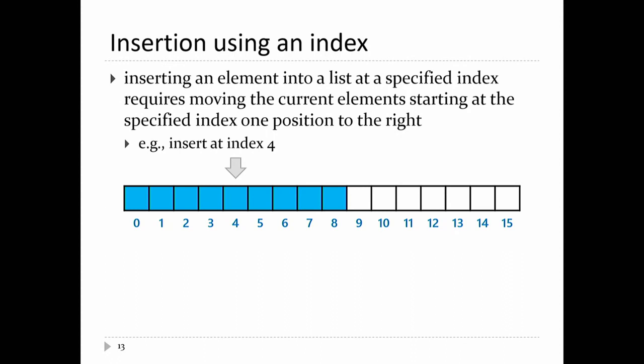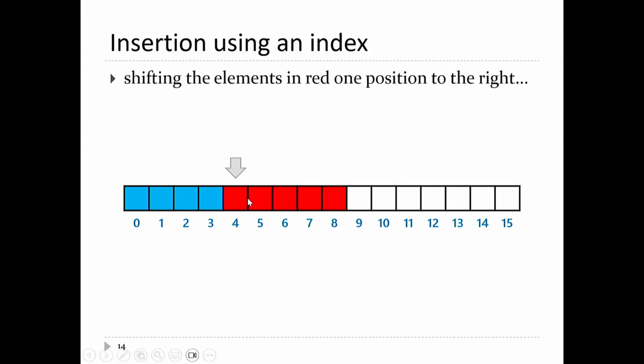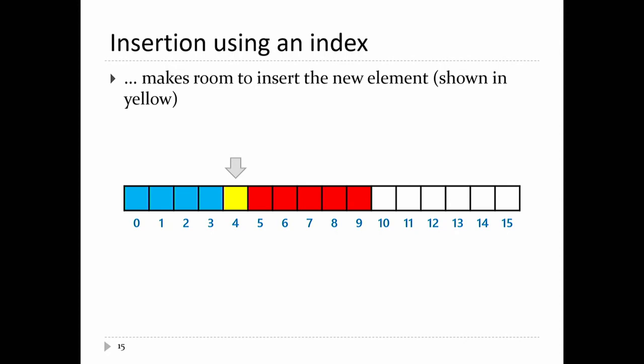We're going to implement insertion as well. If you insert at index 4, it's going to move all of these elements over one position to the right. So it's going to move all the things in red over 1, and then we can insert our element into the freed up space. When you insert, you have to check whether there is enough capacity in the array to insert that extra element. If there's not, you have to make the array bigger.